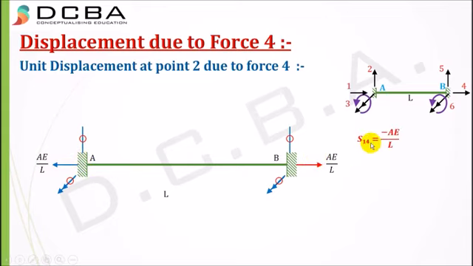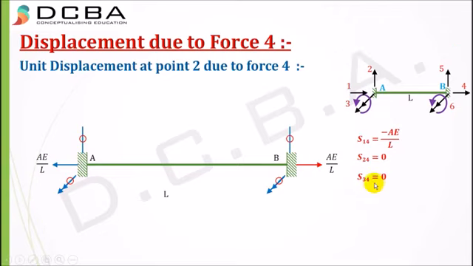Now S14 is minus AE/L. As you can see, it is reaction number 1 due to force 4. Now due to force 4, the reaction at 1 is formed and it is AE/L but in the opposite direction to this positive force, right? Hence it is minus AE/L. S24 is reaction number 2 due to force 4, which is 0. It is self-explanatory now, and you must be knowing why it is 0 because all other reactions are 0.